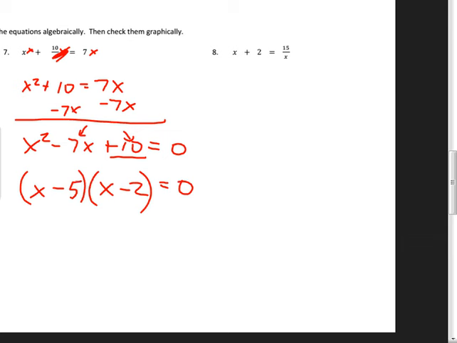First, make x squared. Outside makes negative 2, inside makes negative 5, a total of negative 7. Yay. And the last makes positive 10. Cool. The answers are 5 and 2.